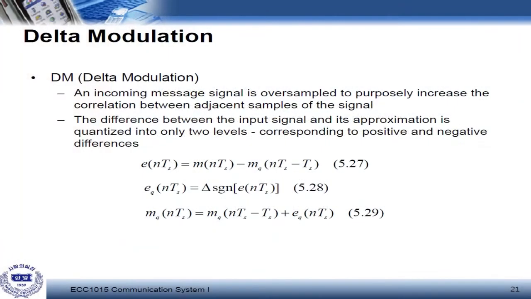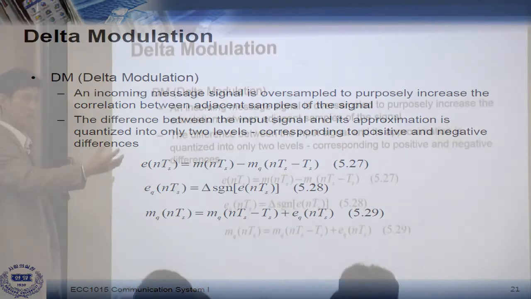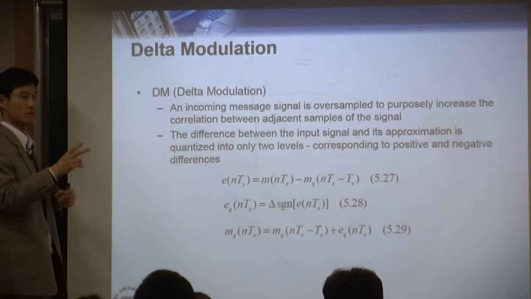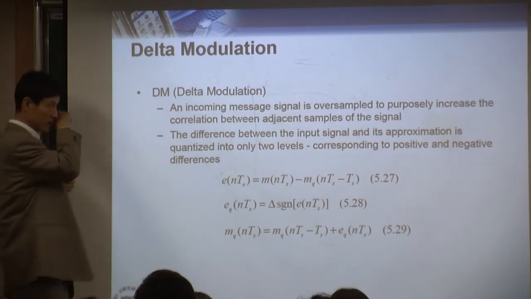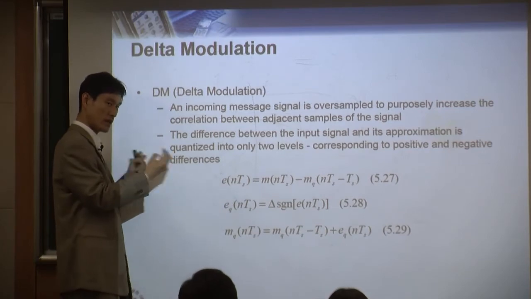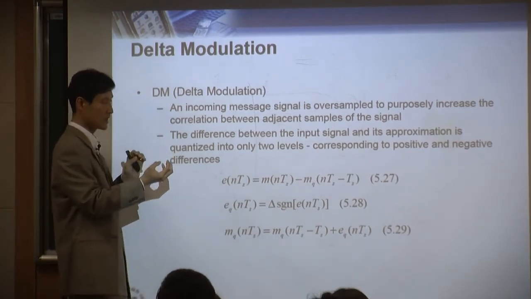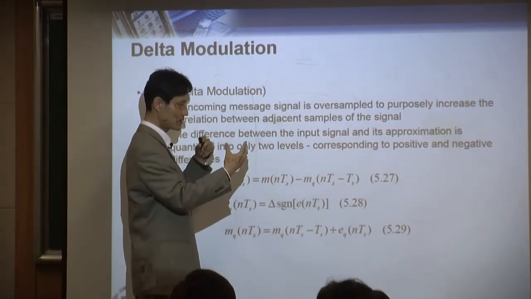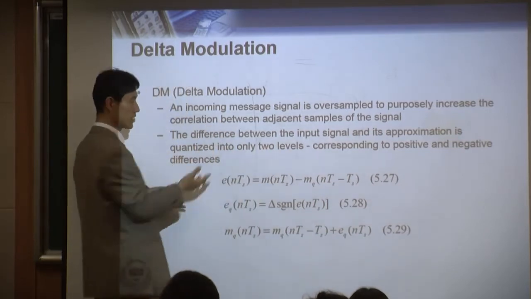There's another modulation called delta modulation. And what is the delta? Delta means difference. There's one sample, there's another sample, and the difference between two samples, that's delta. So delta modulation is to calculate the difference between two consecutive samples, and then accumulate that. That's delta modulation.